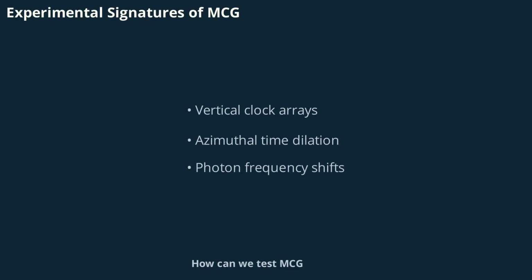Can we test MCG? By deploying precise clocks vertically through storm regions, we can look for time dilation patterns that correlate with storm-top electric fields, ice layers, and lightning, not just altitude. Similarly, placing clocks around a tornado or ocean whirlpool could reveal azimuthal time dilation structures. Even photon frequency anomalies in glowing tornadoes might hint at MCG's influence, offering experimental pathways to validate the theory.